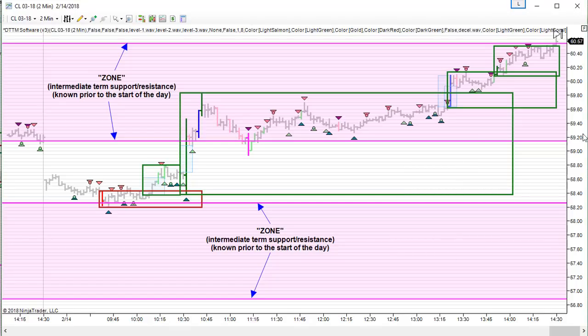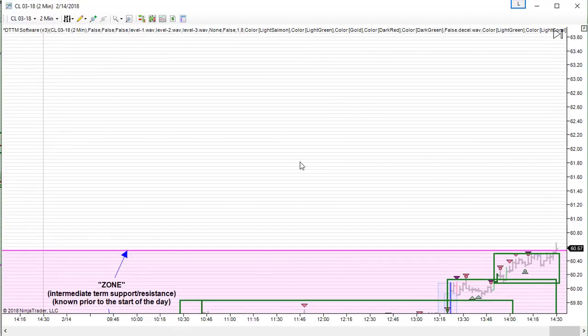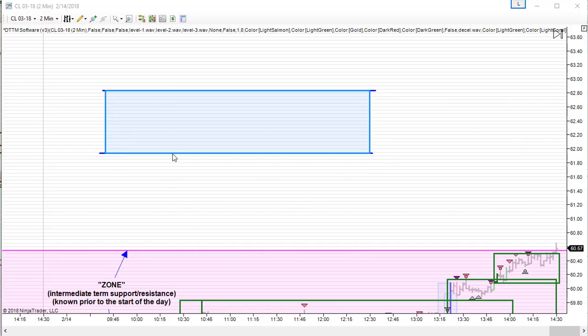So just for example, let's talk generically. Let's say that you have a zone that runs from here to here. This is a zone that we know about, and these are known before the day starts. So we have these laid out before the day starts, and then we want to react to how the market acts around those. Let's say that we open here. As we come up to what I would call the south side, or the resistance side of the zone, we would expect that to offer us some resistance. We would expect it to turn down.